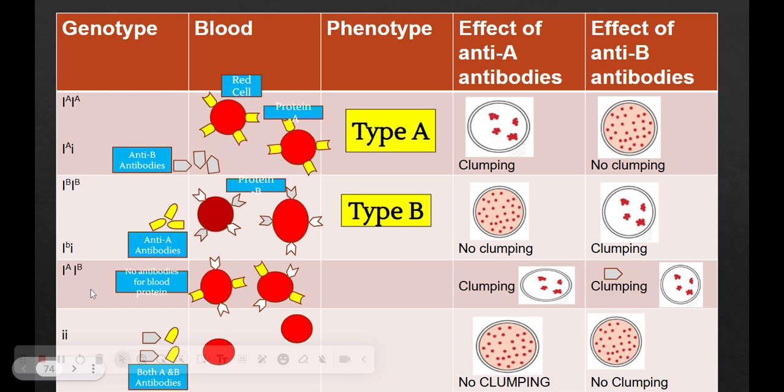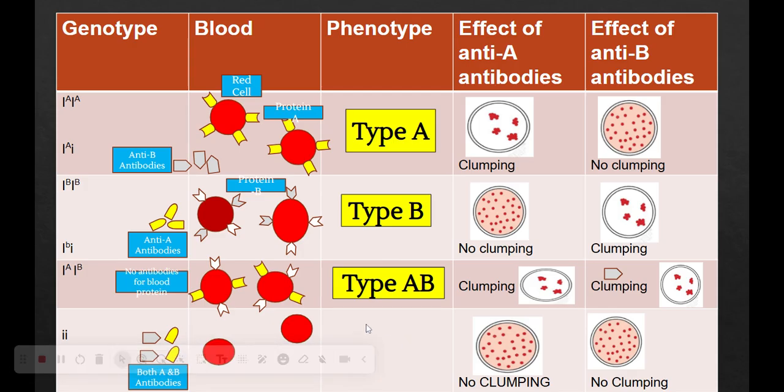And then there's I^A I^B, and that's a codominant situation. That means you have no antibodies in the plasma, nothing going on there, but you have both A and B antigens on your red blood cells. You're type AB, and if you're exposed to any antibodies whatsoever, your blood would clump.